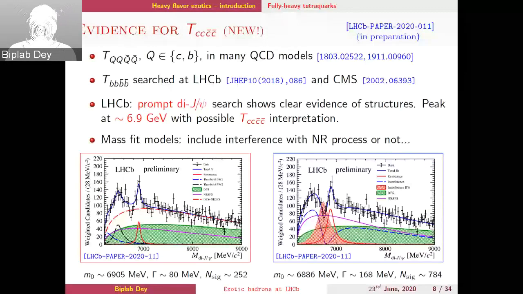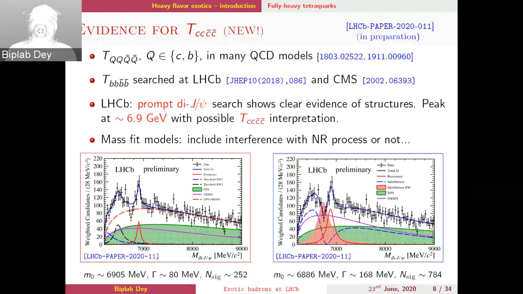Recently, LHCb has looked at a prompt J/psi J/psi search in pp collisions. It shows clear evidence of structures, certainly a peak at 6.9 GeV, with a possible fully heavy charm tetraquark interpretation. The mass fits are shown below. I do not have time to go over all of them, but essentially the difference between the two plots is how you take into account interference between this possible tetraquark and ongoing non-resonant processes. But certainly there is a very strong peak.